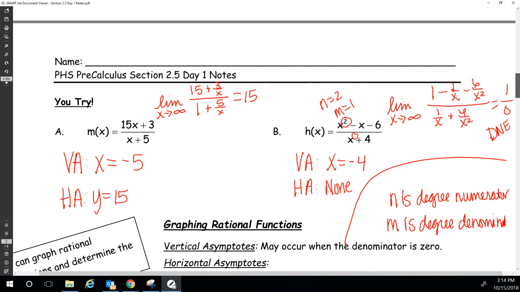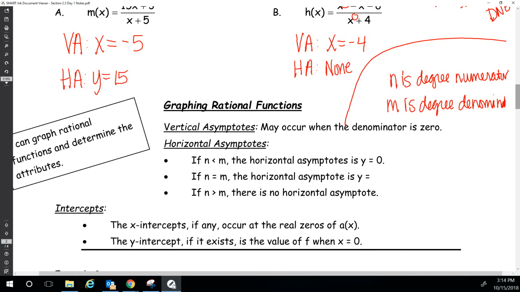If, like we had up here in b, the degree of my numerator is bigger than the degree of my denominator, there's no horizontal asymptote. And if the degree of the numerator is exactly equal to the degree of the denominator, the horizontal asymptote is the leading coefficient of the numerator divided by the leading coefficient of the denominator.